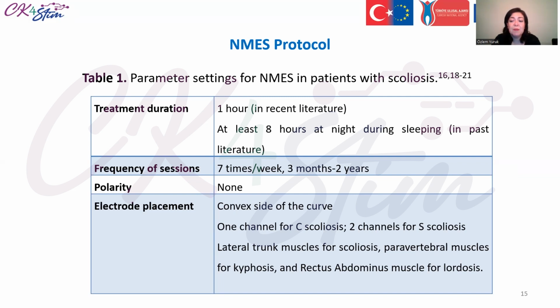The electrodes can be placed on the lateral trunk muscles for scoliosis, paravertebral muscles for kyphosis, and the rectus abdominis muscle for lordosis. The physiotherapist should explain and show landmarks to parents for electrode placement for home use. Because the treatment duration is so long, skin irritation can be seen in application. If these side effects occur, the physiotherapist gives a break to the treatment.